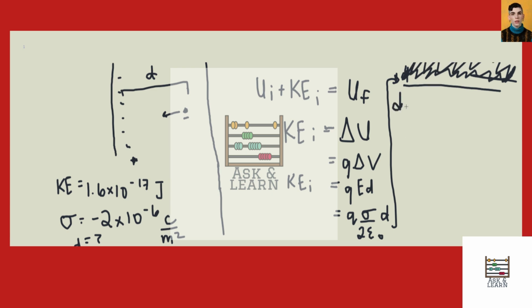Okay, I get that D is equal to the kinetic energy initial divided by Q sigma over 2 epsilon naught. When I plugged that into a calculator, I got 8.9 times 10 to the minus 4 meters.